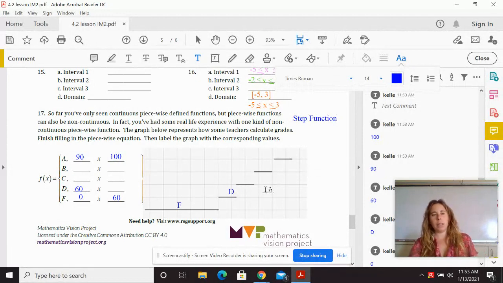It's not continuous because as soon as you hit like a 60, you automatically bump up to the next grade. And then you automatically bump up to the next grade. You don't have everything in between. There's nothing between an F and a D. It's like you either have an F or you have a D. This is why they're not continuous. So you can like step up. That's probably why it's called a step function, because they look like stairs.